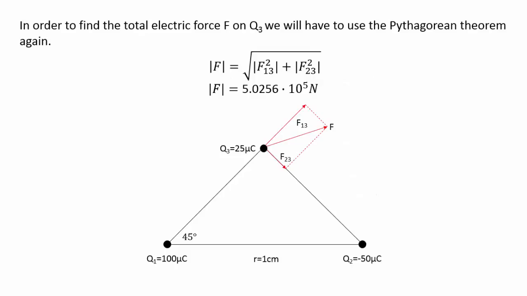In order to find the total electric force F on the charge Q3, we will have to use the Pythagorean theorem again. You can take a look at the picture on your screen, it'll explain everything. In the end, the magnitude of the total force on the charge Q3 is 5.0256 times 10 to the 5th newtons.